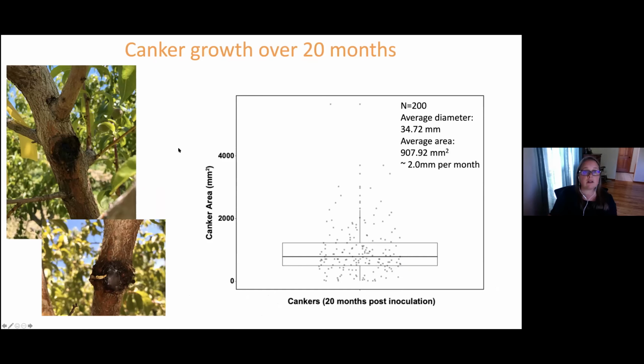Okay, and then one other thing that we did was we wanted to look at the canker growth. And so we basically inoculated 200 trees. And then over the next 20 months, we basically measured lesion size, how big the lesions grew. So here's some examples of the lesions that formed over the 20 months. And they're pretty big cankers. So basically what we found is that the average area was about 34 millimeters, and it grew about 2 millimeters per month. So it can grow fairly quickly.